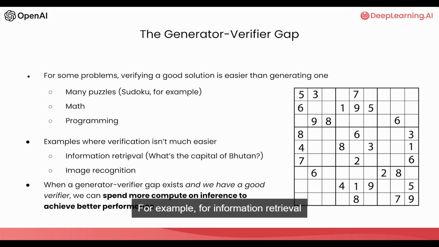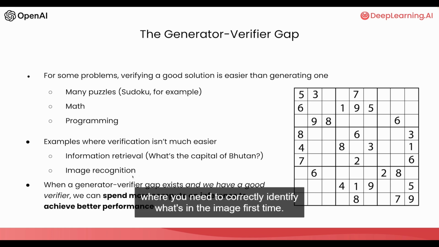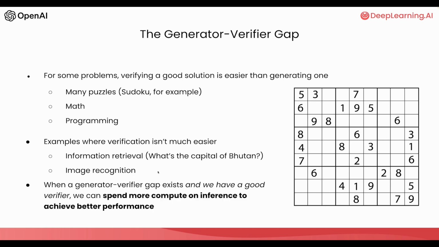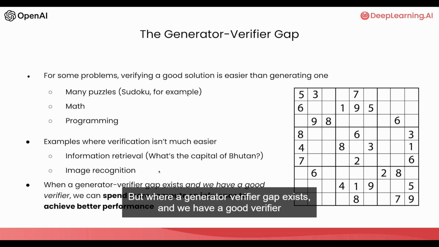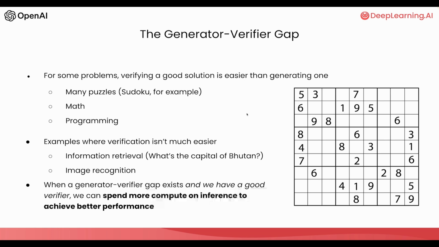There are also examples where this verification-generation approach doesn't work. For example, for information retrieval, where the question does need to be answered correctly the first time, or with image recognition, where you need to correctly identify what's in the image the first time. But where a generator-verifier gap exists and we have a good verifier that can run the verification process, we can continue spending more compute at inference time to achieve better performance. And for these, we're seeing O1 demonstrate great capabilities.